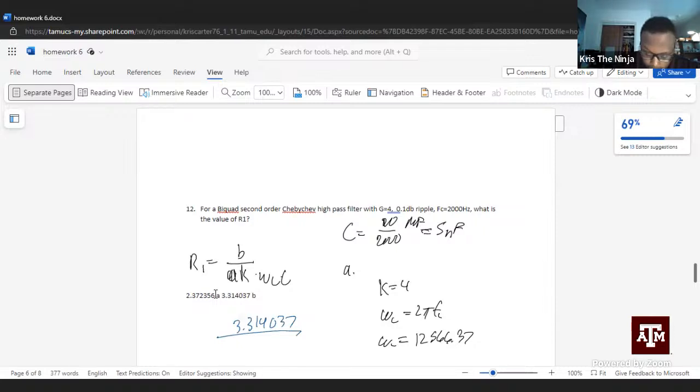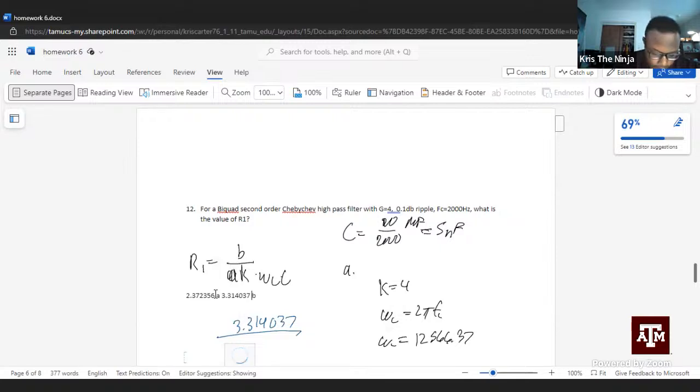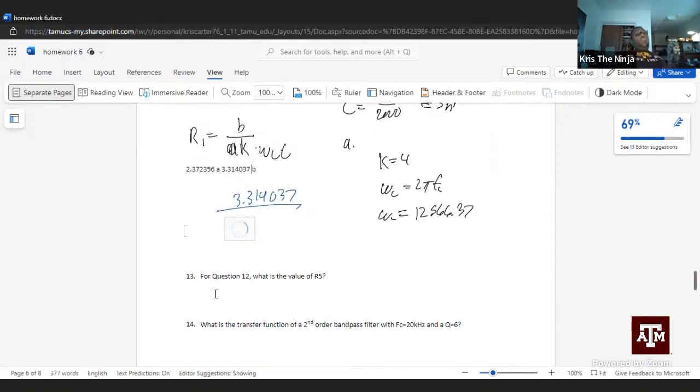By the way, this value right here is about 5.962 times 10 to the minus fourth. And then R1 equals 55.558 kiloohms.